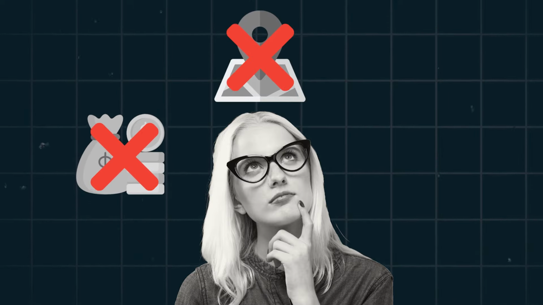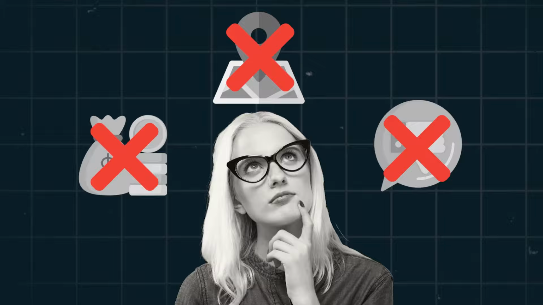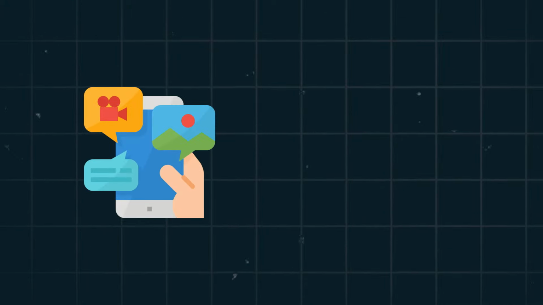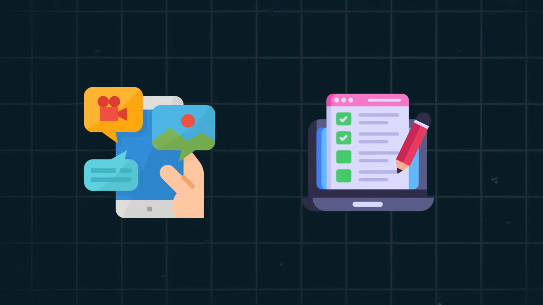If you're nurturing a lead that doesn't have the money to pay you, isn't in the area you service, or is ultimately going to be dissatisfied with your service because it's not what they want, you're just wasting time and resources now on a lead that was never going to be a good, sustainable, or profitable fit for your business. So how do you qualify and disqualify leads? The answer is in every piece of content you put out, and especially in your lead form.